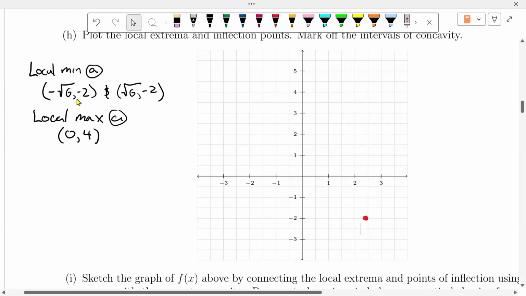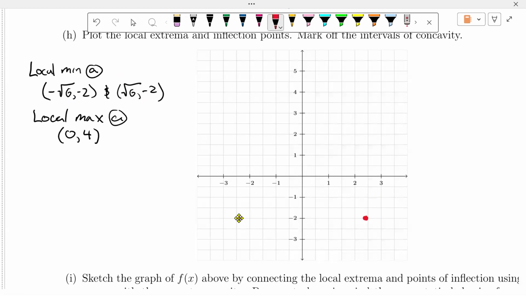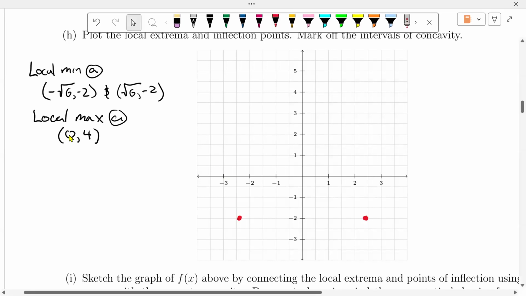And I'll have a corresponding point at negative square root of 6, minus 2. So that'll go right about here. And then the other local extrema I'll have is from 0 to 4, at 0, 4 right there.